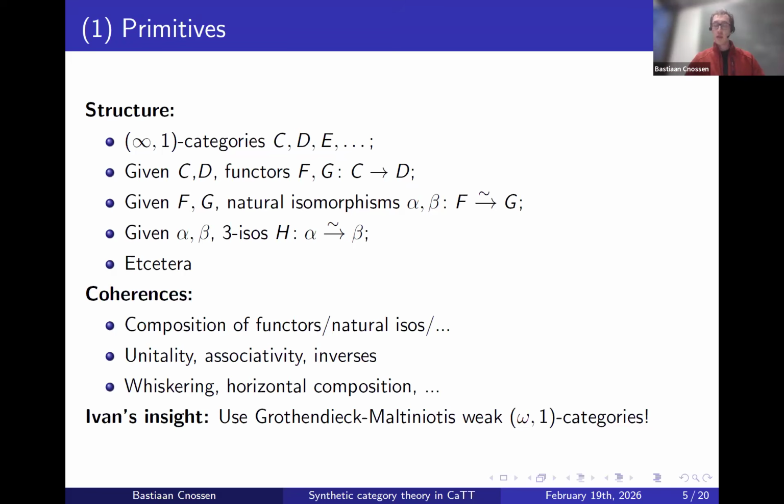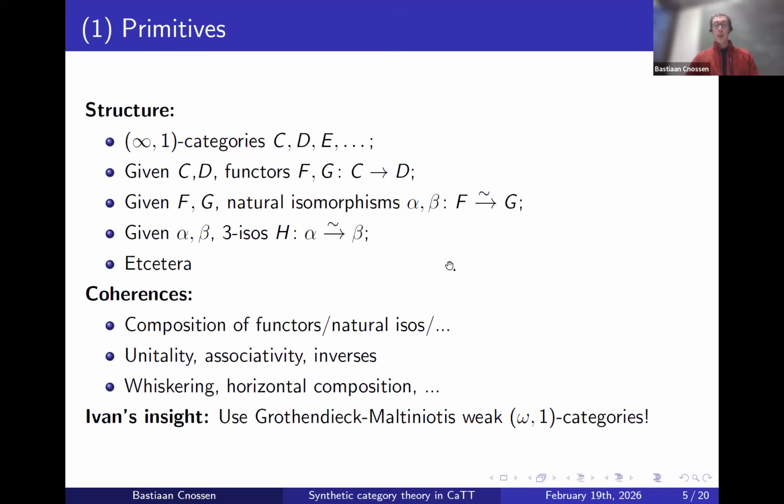And maybe some people in the audience might wonder, why do I say natural isos and not natural transformations? This has to do with the fact that I want to axiomatize the infinity one category of infinity one categories and not the infinity two category. This is a design choice that we chose because infinity one category theory is a lot easier than infinity two category theory.